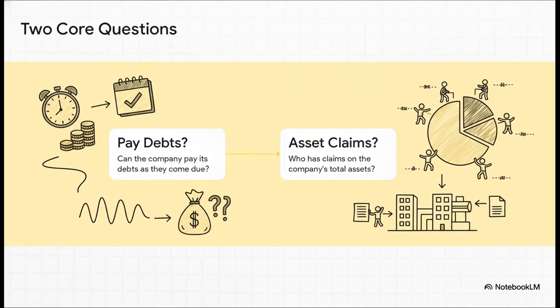And really, this whole detailed document boils down to helping us answer two fundamental questions. First, can the company pay its bills on time? And second, who actually has a claim on all the stuff the company owns? Is it the lenders or is it the owners? That's what we're trying to figure out.